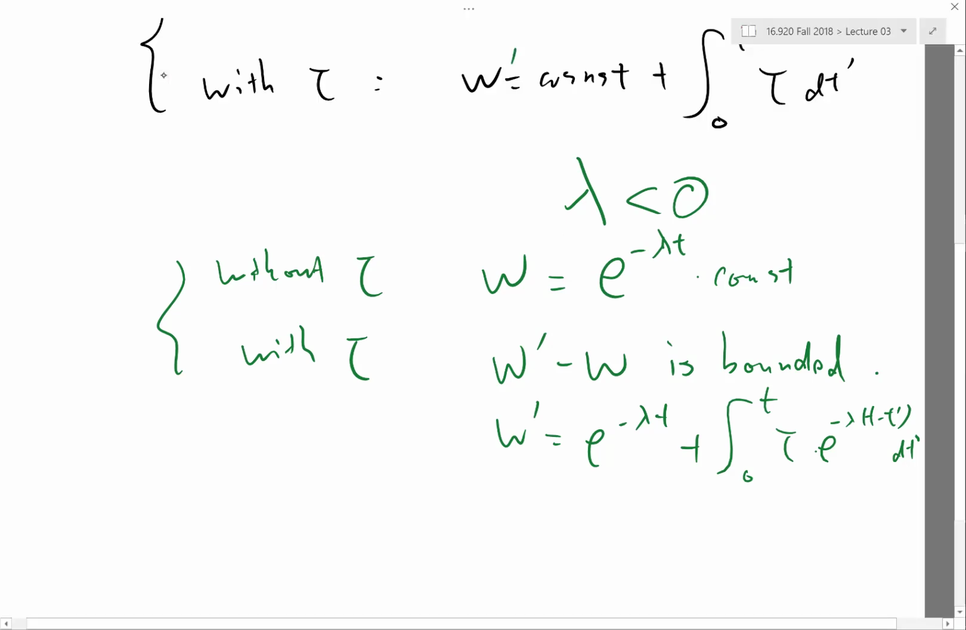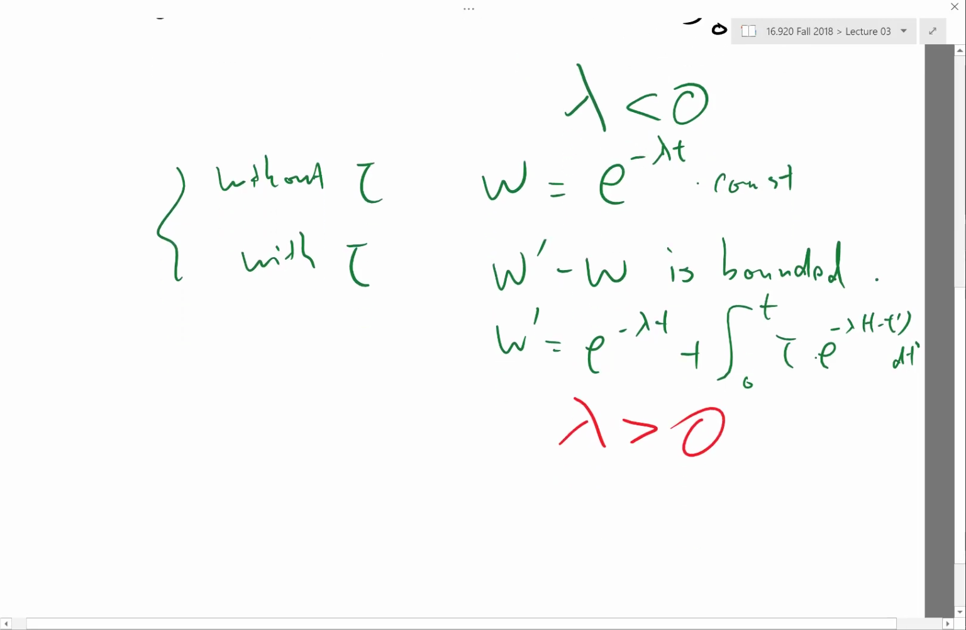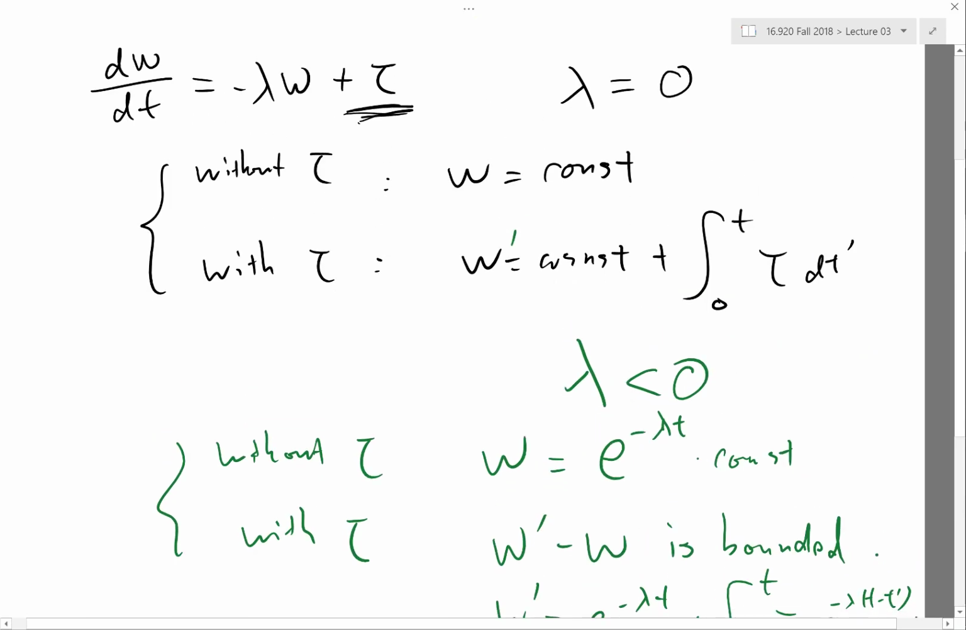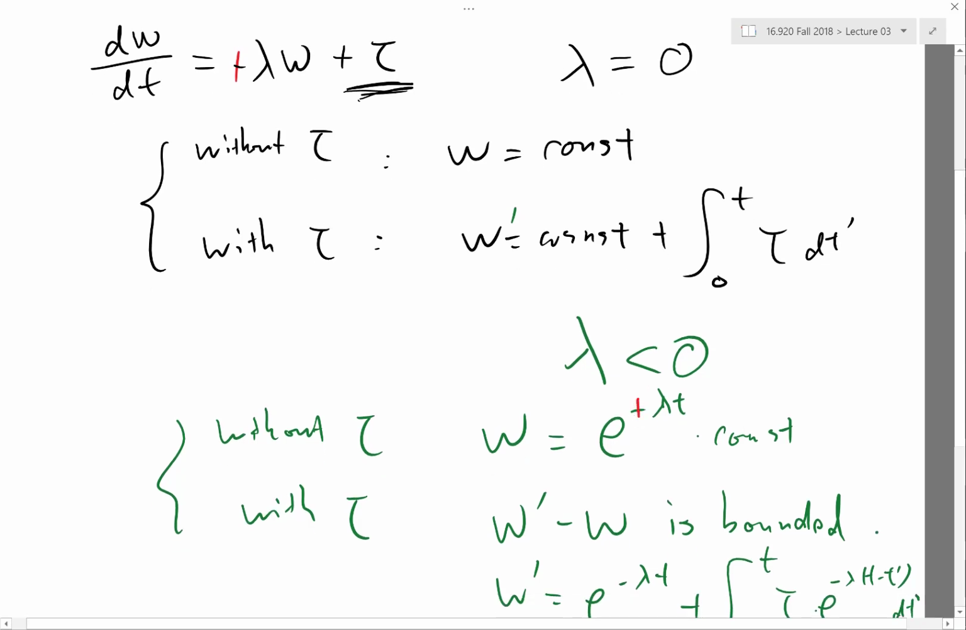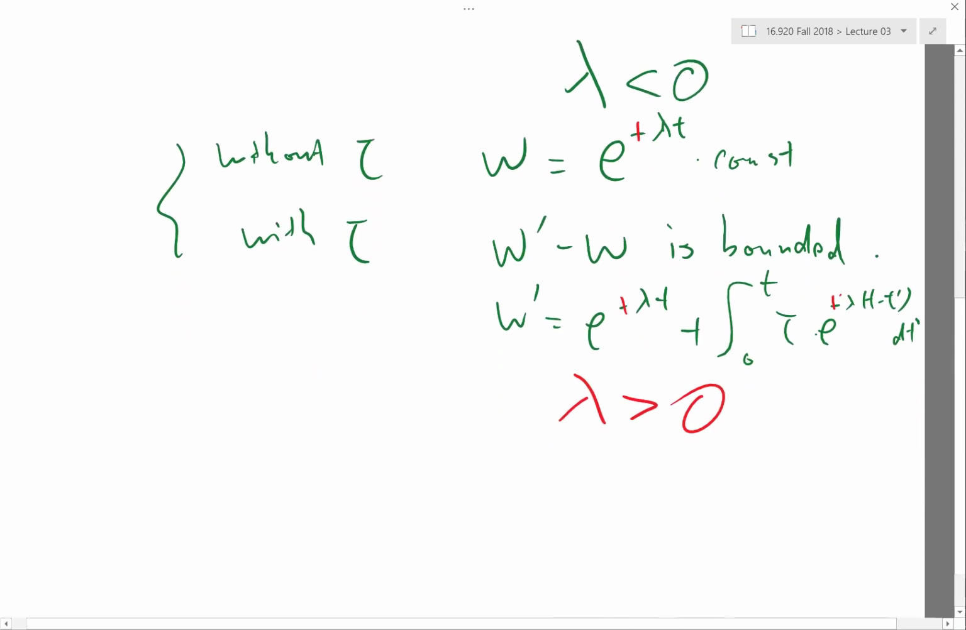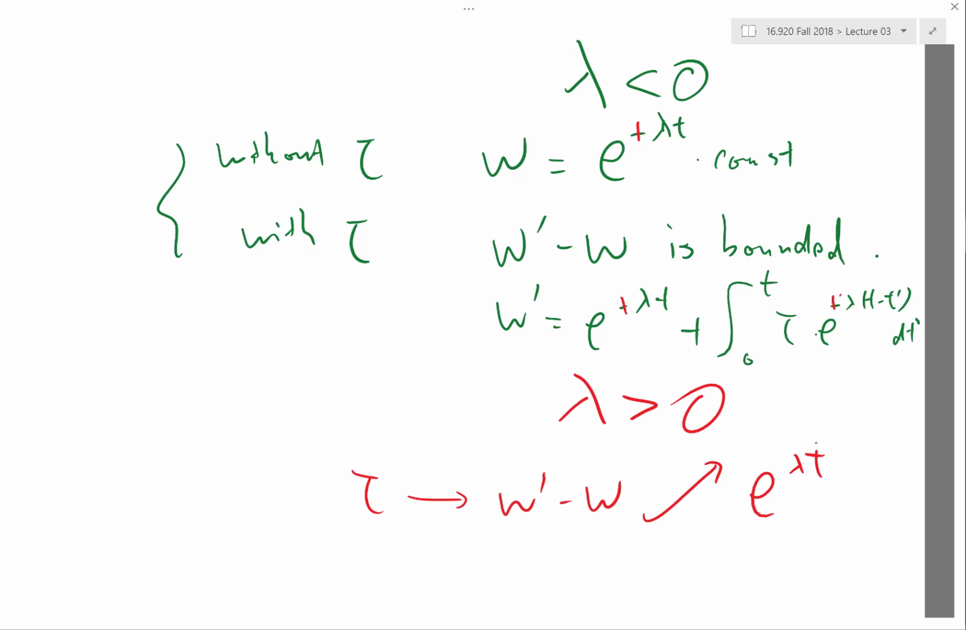The third case is when lambda is greater than 0. The error you introduce, even if the initial solution w is equal to 0, this should be plus. Lambda less than 0 actually means it's a decaying solution. Lambda greater than 0, it's a growing solution. So the tau means w prime minus w is going to grow exponentially. Even if I introduce just one small error at one time point, the error is going to amplify. It's not just going to accumulate, but amplify.